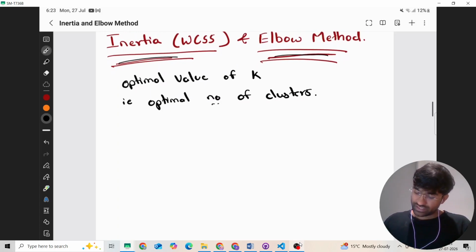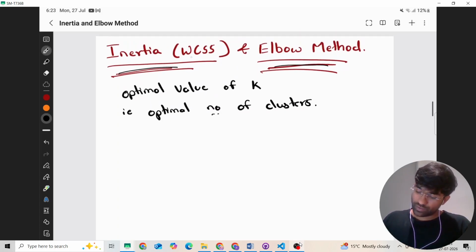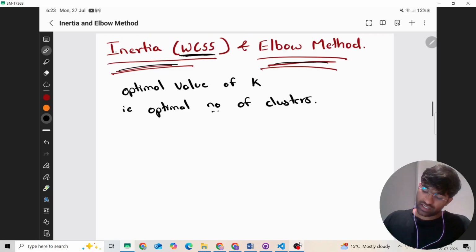So what does inertia stand for? Don't worry about WCSS. It is nothing but within cluster sum of squares. This is the formula of inertia. I will teach you. First, let's understand what inertia is.